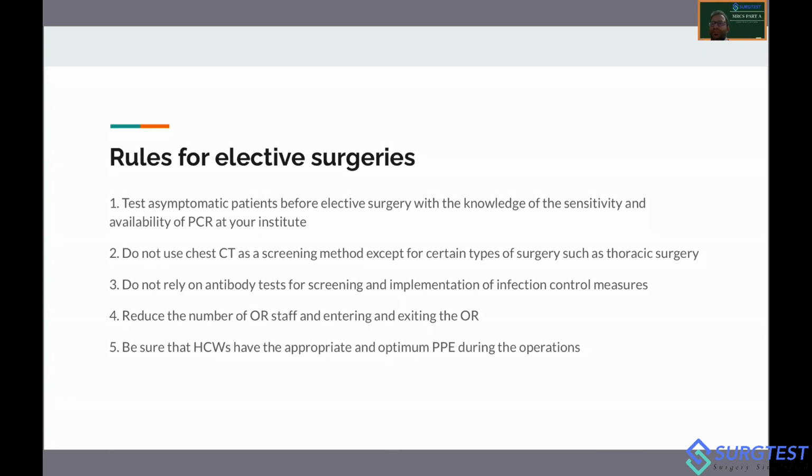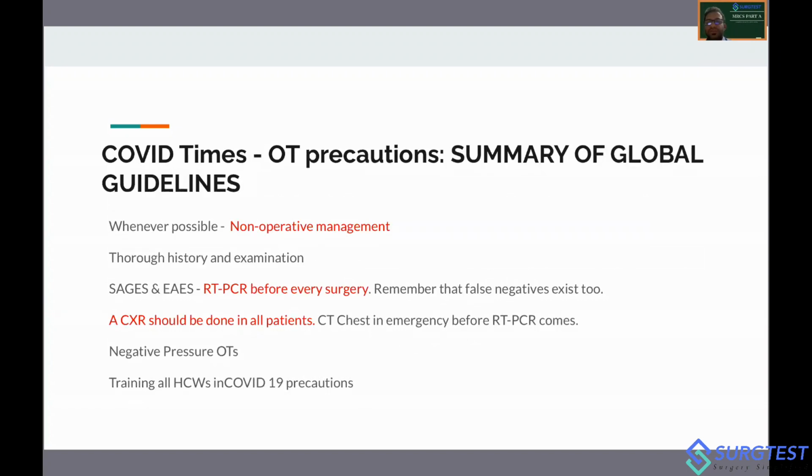Rules for elective surgeries. Test asymptomatic patients before elective surgery with the knowledge of sensitivity and availability of PCR at your institute. Do not use chest CT as a screening method except for certain types of surgery such as thoracic surgery. Do not rely on antibody tests for screening and implementation. There is no role for antibody tests. Reduce the number of OR staff entering and exiting the OR. Be sure that healthcare workers have appropriate and optimum PPE during the operations.